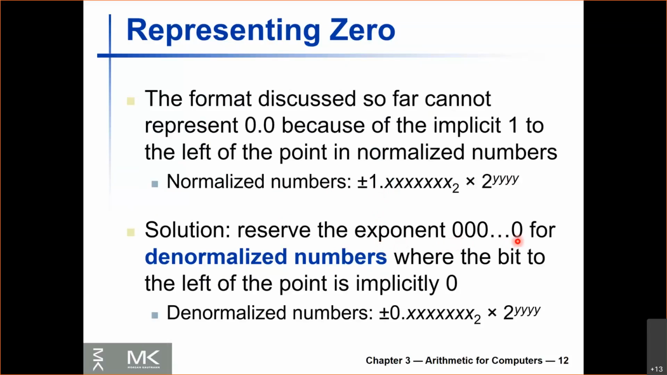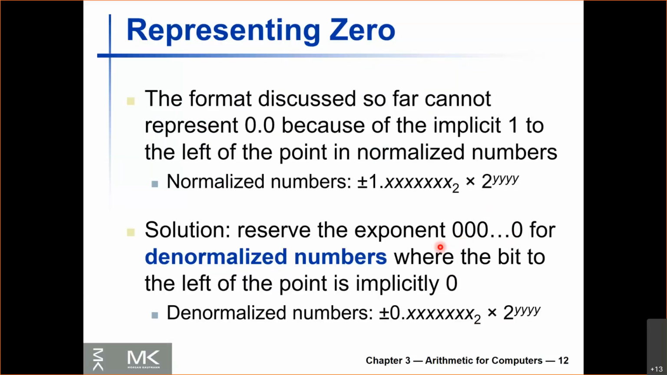And in fact, what we're going to do is reserve the exponent that is all zeros, and we're going to say that when this exponent is all zeros, then our number is not going to be 1 point something times 2 to the power of something. Our number is going to be 0 point something times 2 to the power of something. Okay, so when the exponent is 0, our number is going to be interpreted as a denormalized number, not as a normalized number. Now, how does this solve our problem? Well, it solves our problem because now if I want to represent 0, then all I have to do is set the exponent to 0.